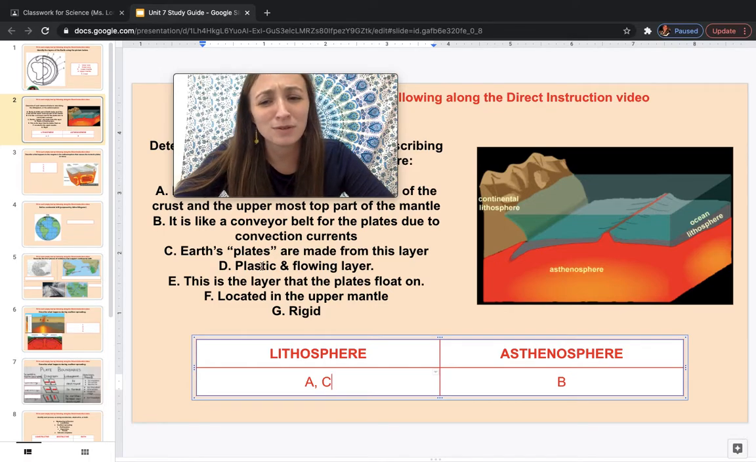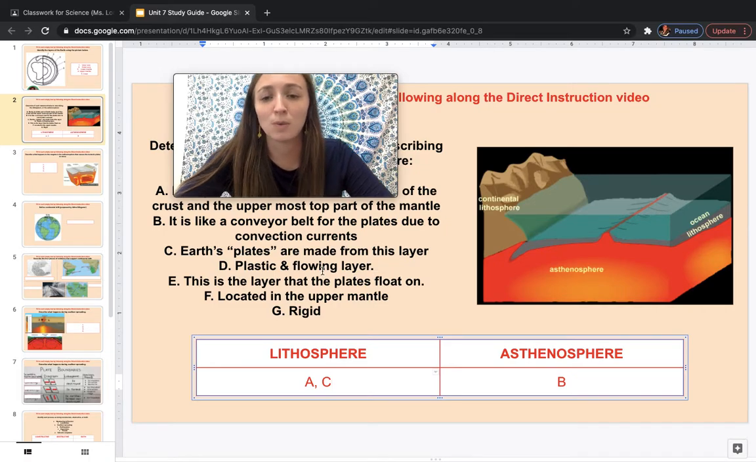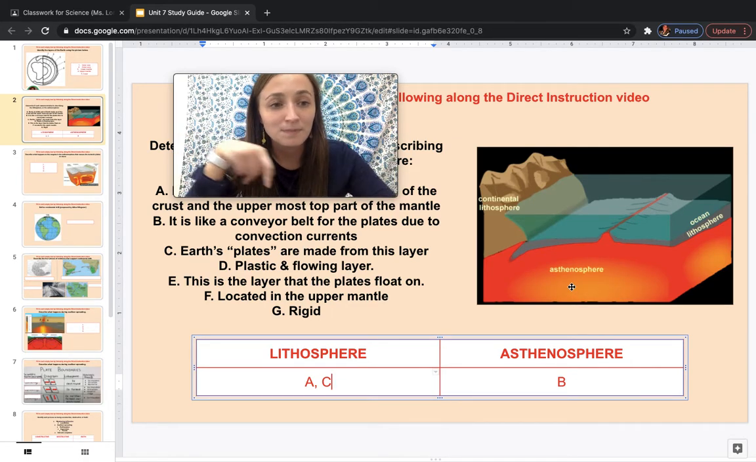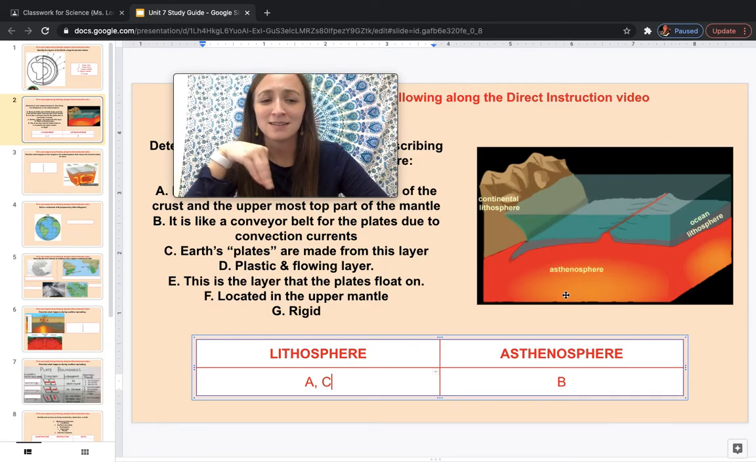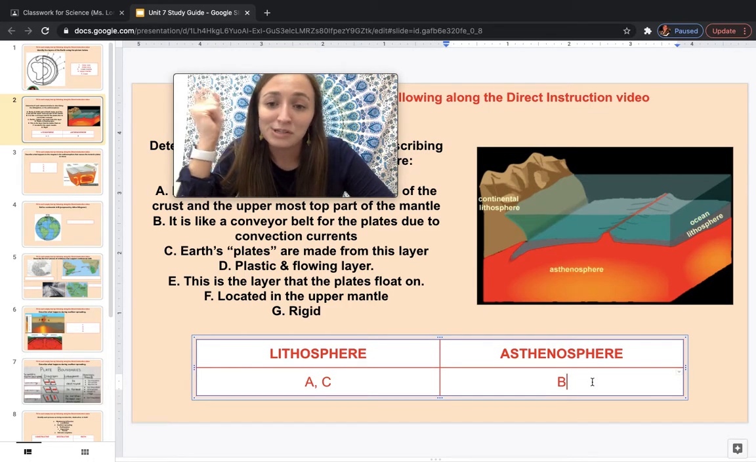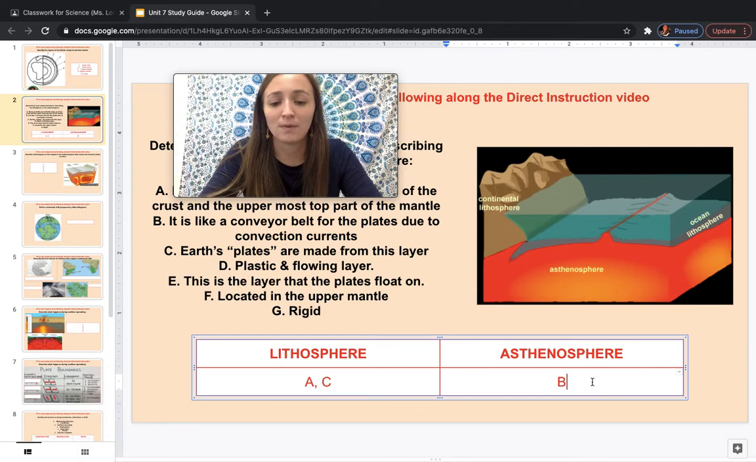D says plastic and flowing layer. I don't think we used the word plastic to describe the asthenosphere when we did our guided notes, but we did say that it is flowing. So it's liquidy, it can move. Think of that magma, it's just kind of floating around, which is going to cause that lithosphere to move. So the lithosphere is super hard and brittle, but that asthenosphere is nice and flowy. It's moving around. And again, you might see plasticky to describe the asthenosphere as well. So that is going to be D.